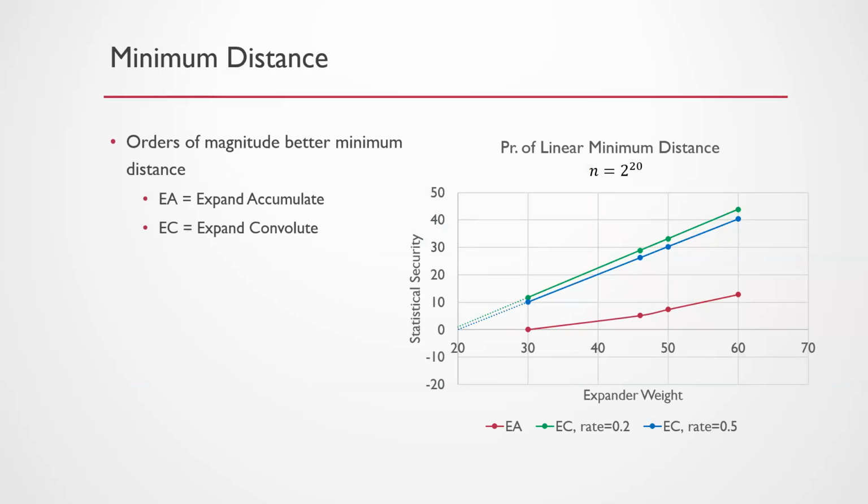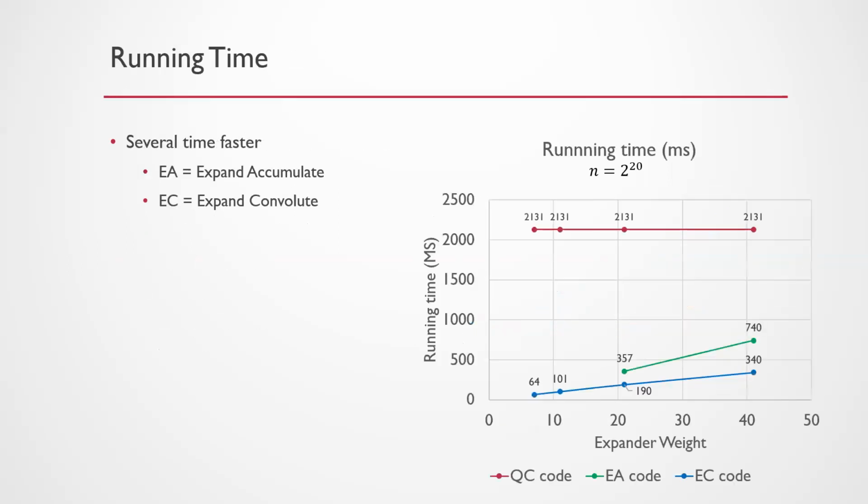Shown here is the minimum distance performance of our code versus Expand-Accumulate. The y-axis is the security parameter to obtain some fixed minimum distance, and the x-axis is how expensive the expander is. You can see that for any fixed expander, our code performs several orders of magnitude better. This all comes down to using a better convolution. And our code also achieves a better rate, as I mentioned.